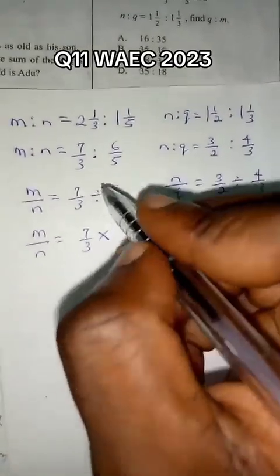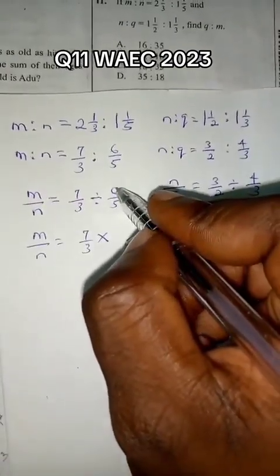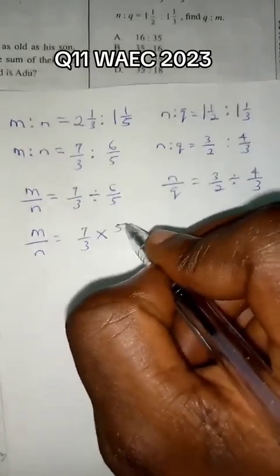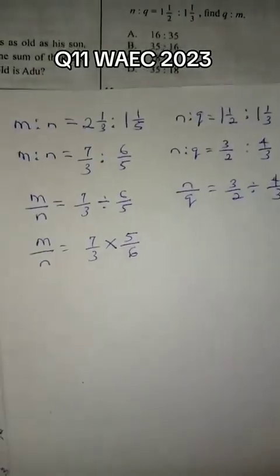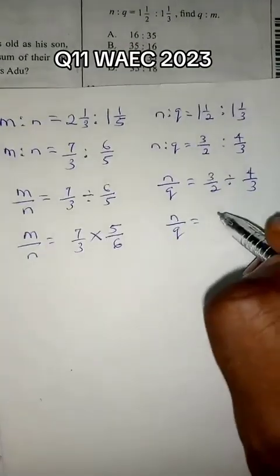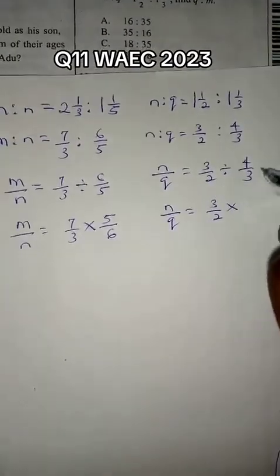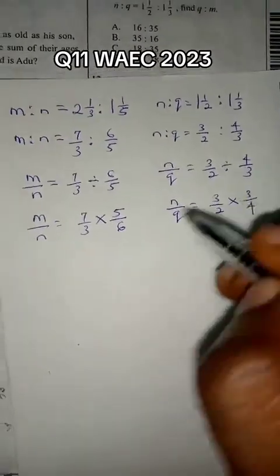So once this division becomes multiplication here, our denominator becomes numerator at this side. So we have 5 over 6. Then here we have n over q equals 3 over 2 multiplied by 3 over 4.